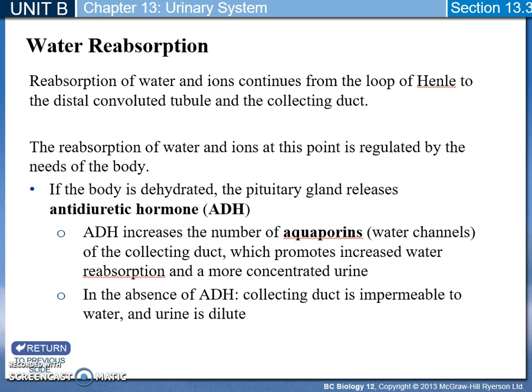So reabsorption of water and ions continues from the loop of Henle to the distal convoluted tubule and ultimately the collecting duct. The reabsorption of water and ions at this point is regulated by the needs of the body. So if the body is dehydrated, the pituitary gland releases antidiuretic hormone. ADH increases the number of aquaporins, which are water channels of the collecting duct, which promotes increased water reabsorption and more concentrated urine. In the absence of ADH, then obviously the collecting duct is impermeable to water and urine is diluted.